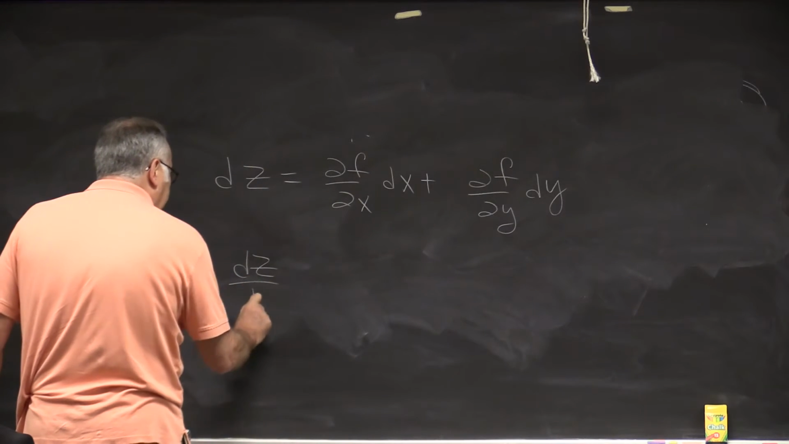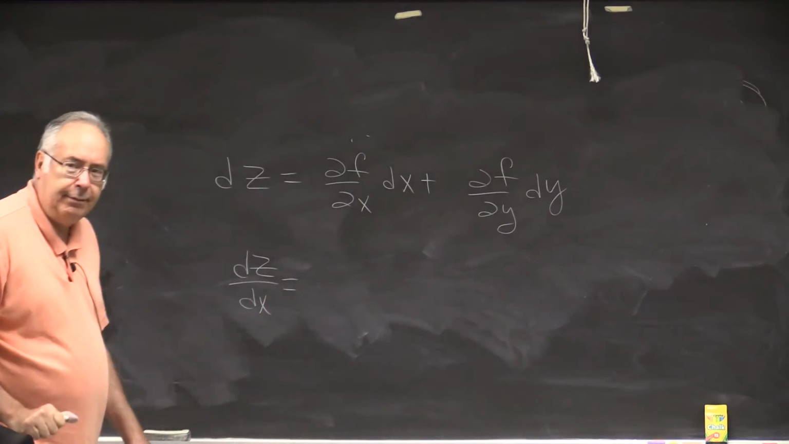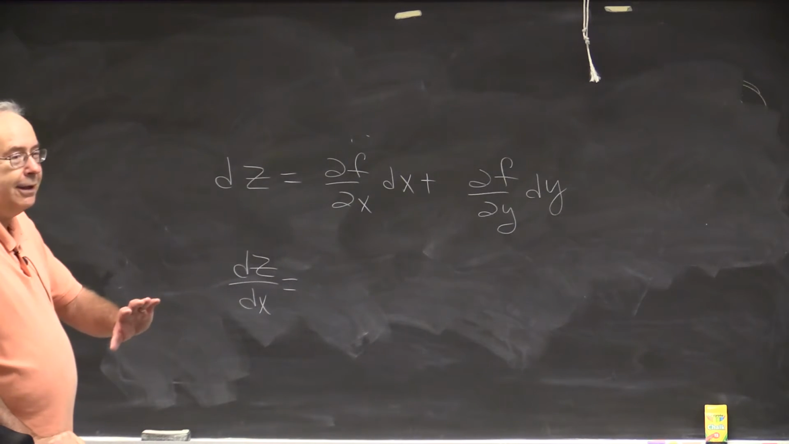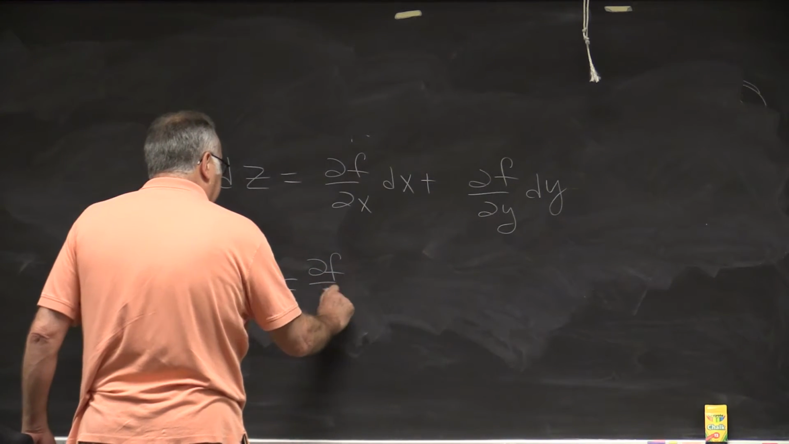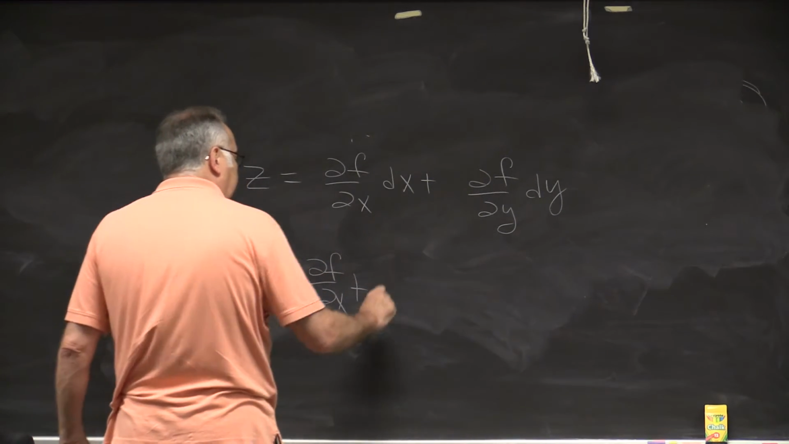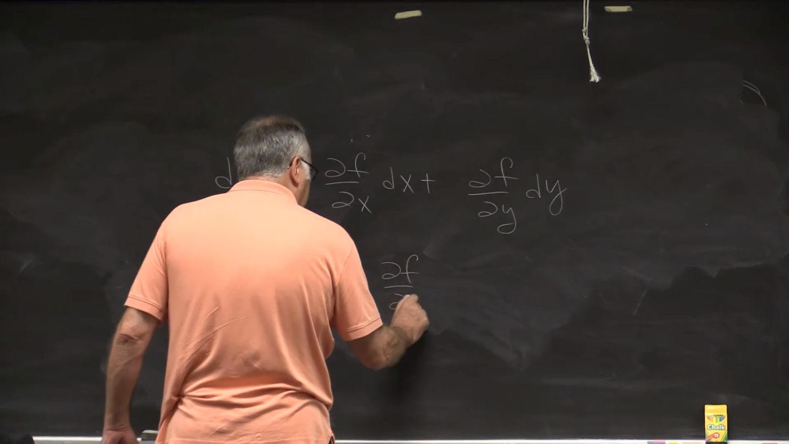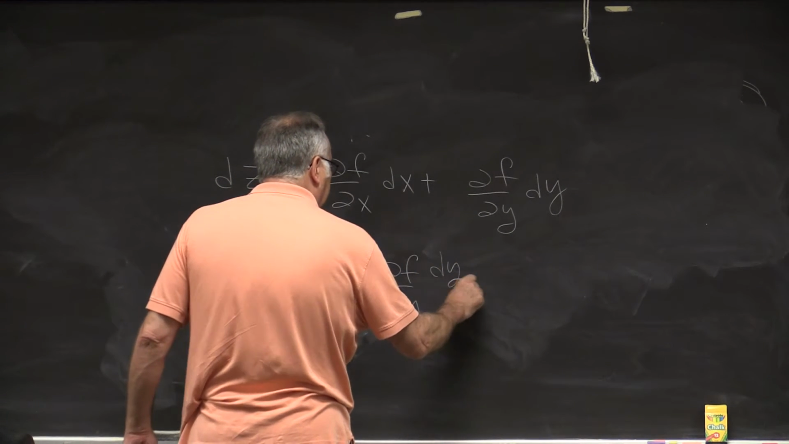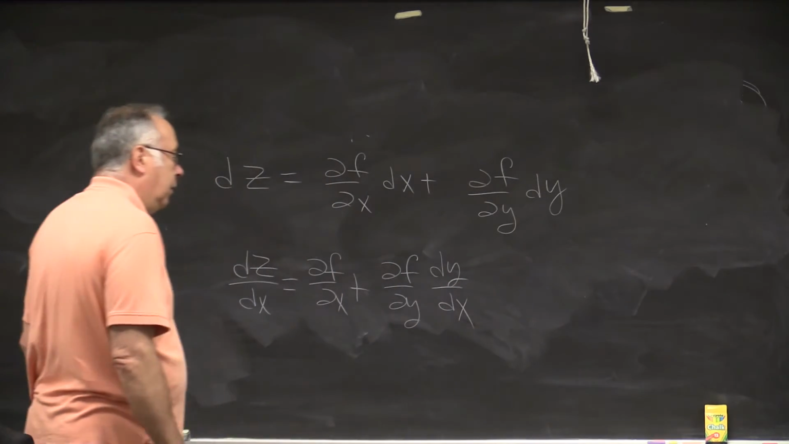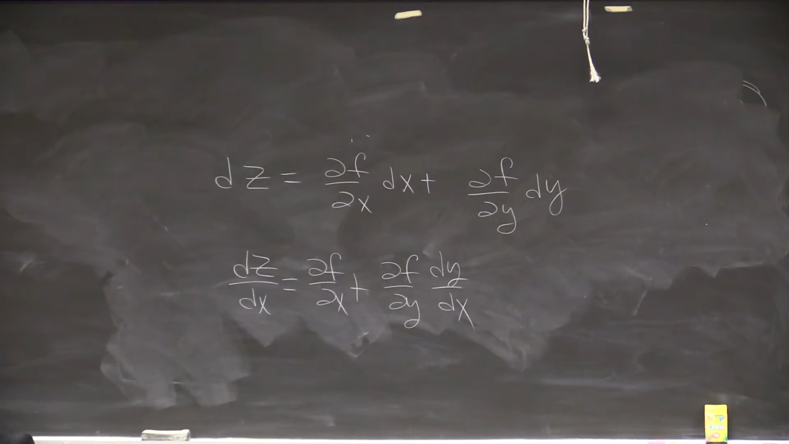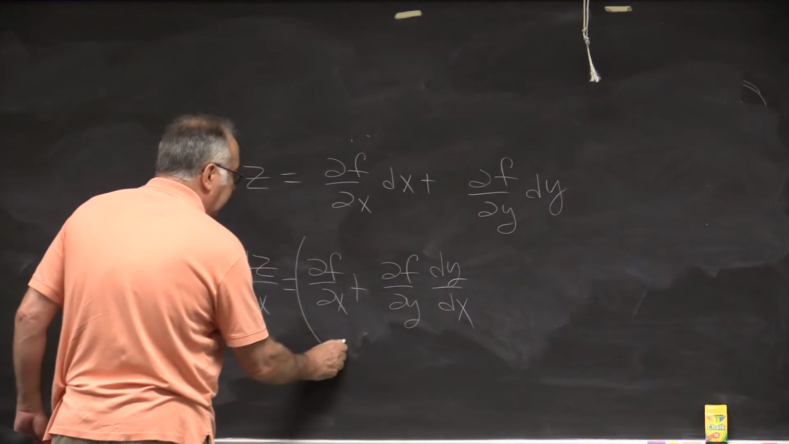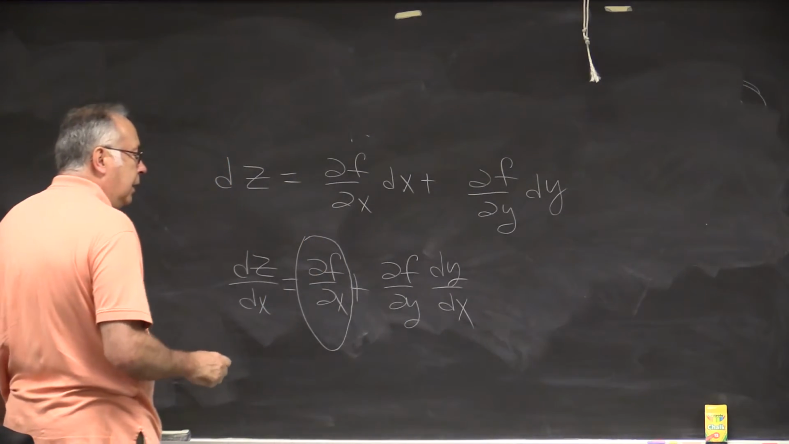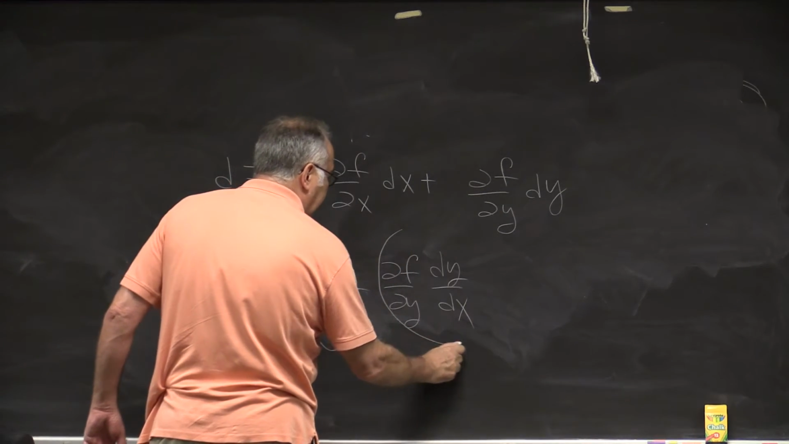dz/dx. Actually, what I was writing on the board a moment ago was right. I was having a panic feeling that it wasn't right, but now I see that it was. Partial f partial x plus partial f partial y dy/dx. So note, the reason it's called a total derivative is because there are two parts. This is the direct effect of x on z, and this is the indirect effect of x on z.